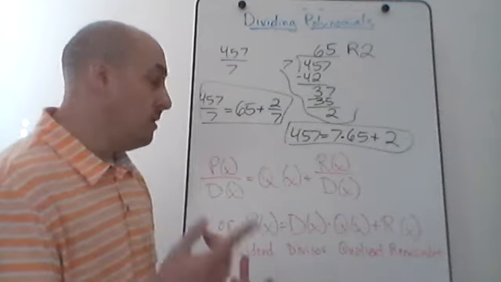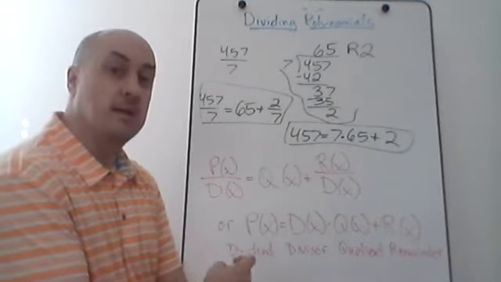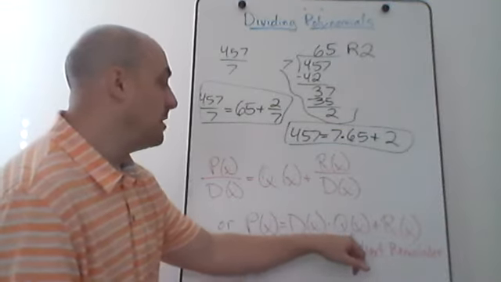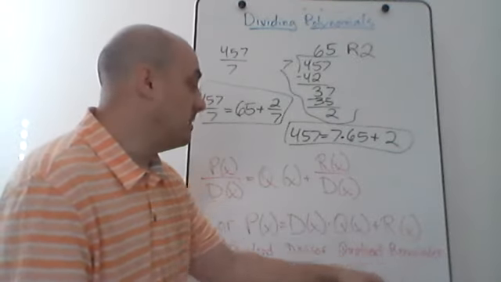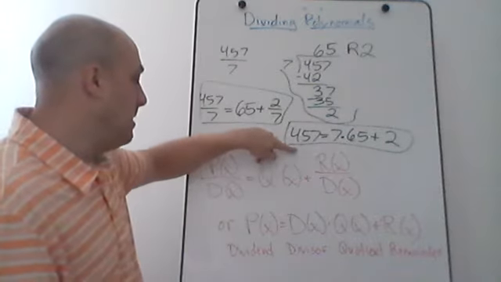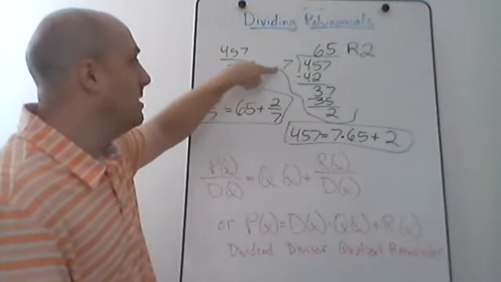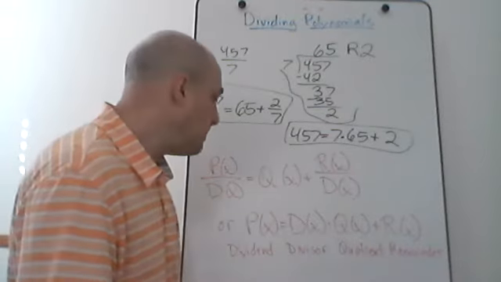Or the other way you can write it, you can say p of x, which we call the dividend, the thing that we're dividing, equals d of x, the divisor, times q of x, the quotient, which is the result of the division, plus r of x, the remainder. And that's how we had it here: 457 was equal to 7 times 65, what we divided by times the quotient, the answer, and then plus the remainder of 2.